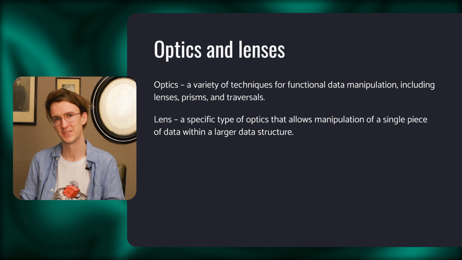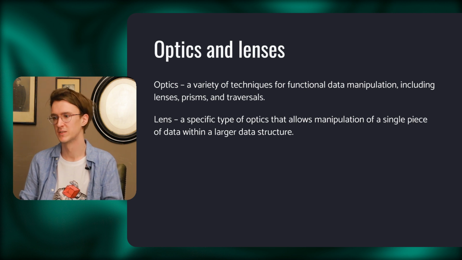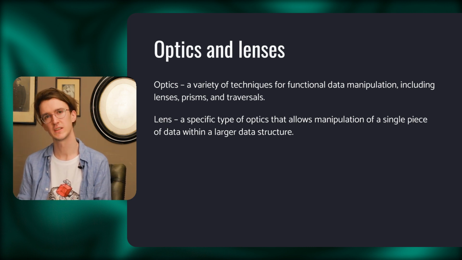Optics embody a variety of techniques for data manipulation, which includes lenses, prisms, and traversals. They allow us to read and modify parts of different data structures, such as fields of records, variants of unions, and elements of containers. Lens is a specific type of optic that allows manipulation of a single piece of data within a larger data structure.